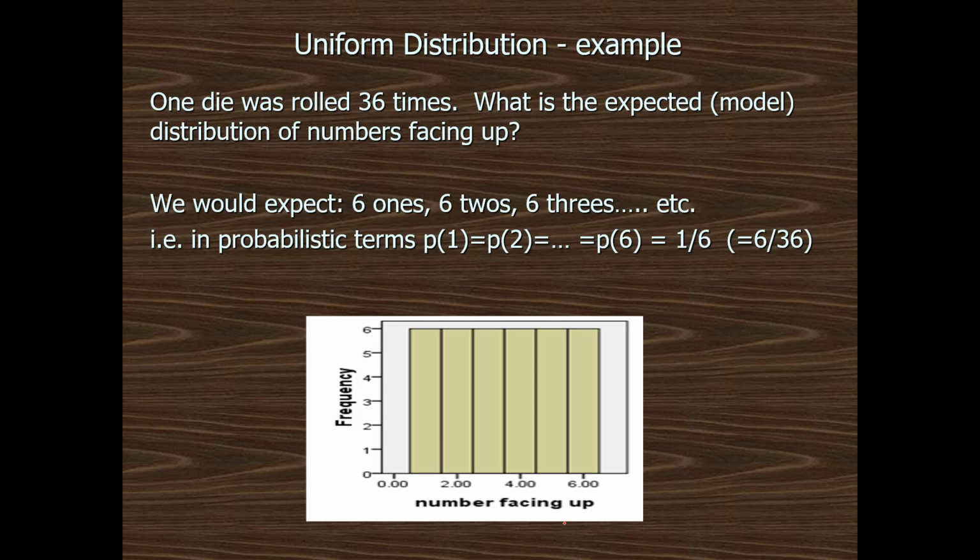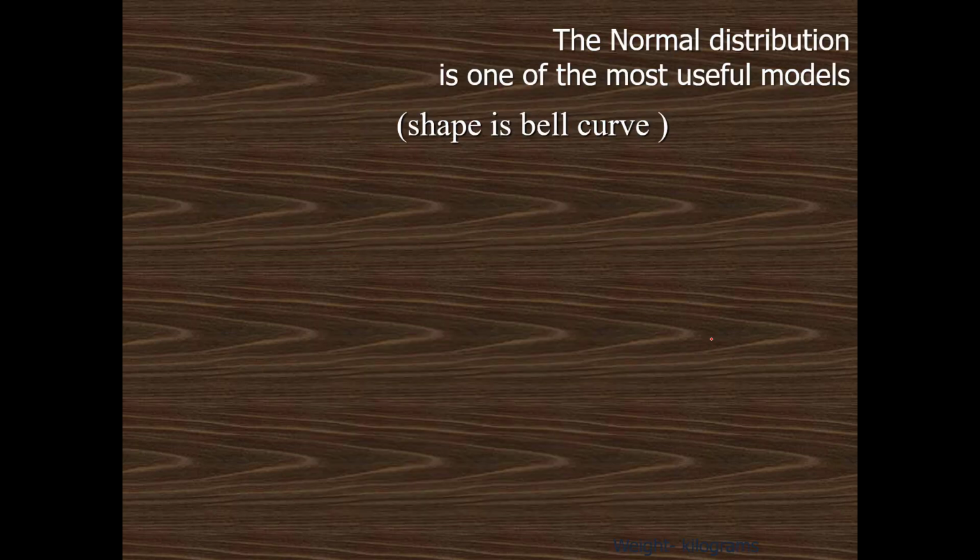In probabilistic terms, the probability of getting a 1 equals the probability of getting a 2 equals etc., the probability of getting a 6, each of which would be 1/6. And so we would get a uniform distribution. This is the model for rolling one fair die. The normal distribution is useful in many other cases where the uniform is not.